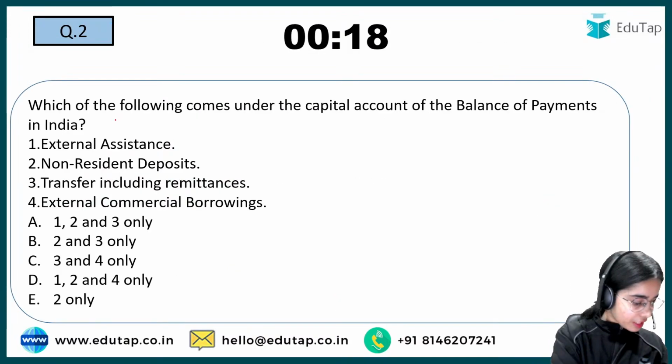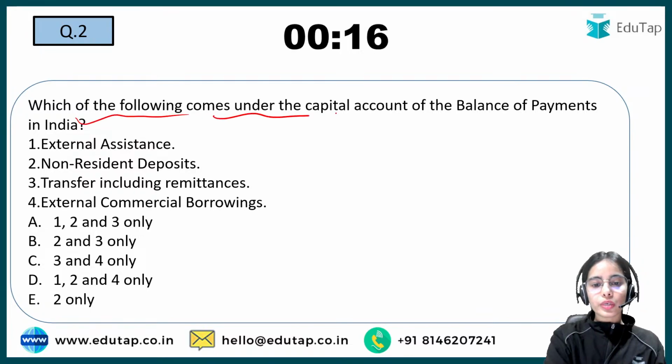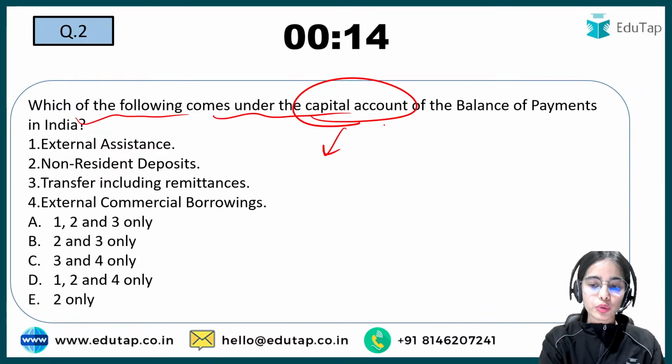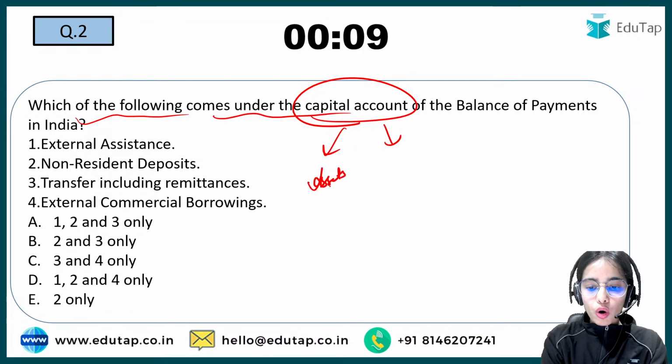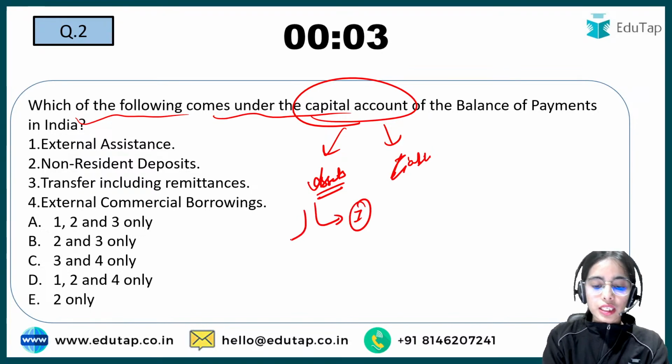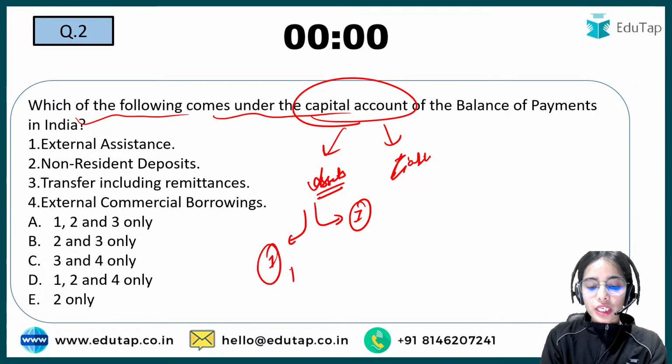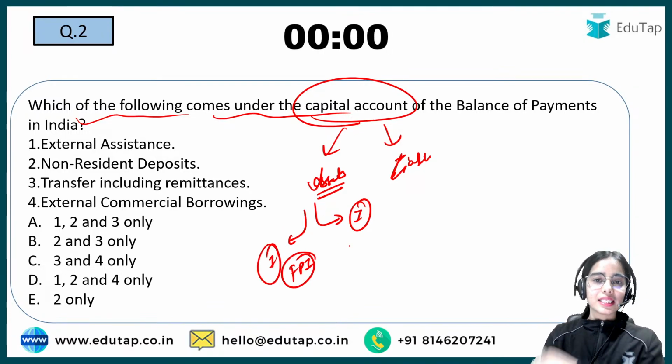Now the next question is, which of the following comes under the capital account? I have told you that under the balance of payment, there is the capital account that includes all the assets and all the liabilities. We are investing in other countries, and the foreign investors are investing in our country. There is the foreign portfolio investment that is happening in our country.